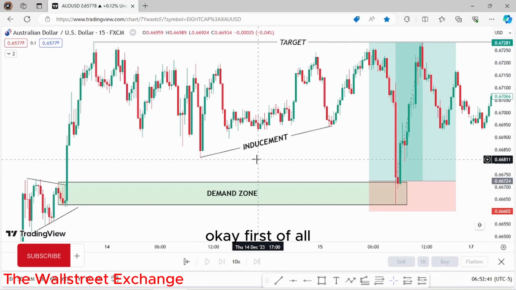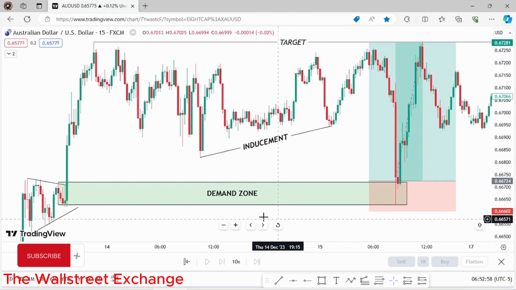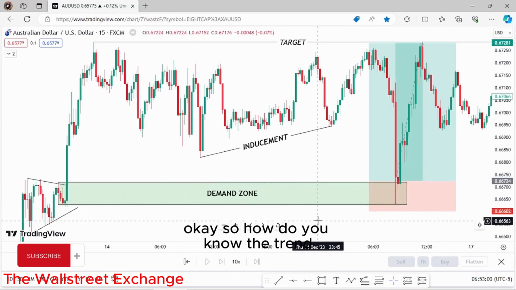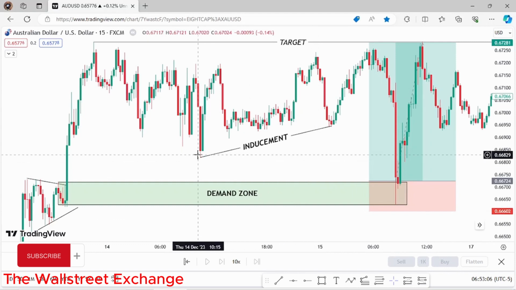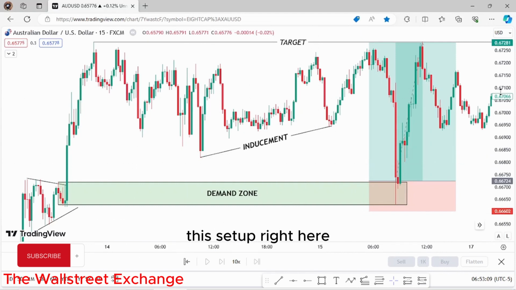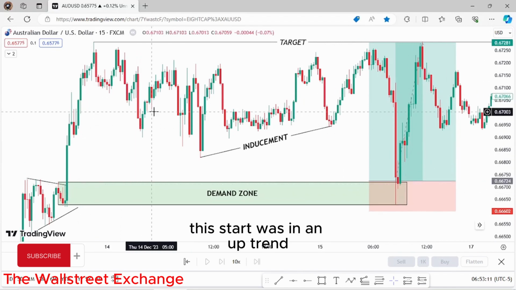Okay, first of all, you have to know the trend of the market, because it is only when you know the trend that you'll be able to know where the inducement is and know the level you should be waiting for to enter a trade. Okay, so how do you know the trend? You know the trend by actually marking up your higher highs and higher lows in an uptrend. But right here, for the purpose of this setup, this chart was in an uptrend.